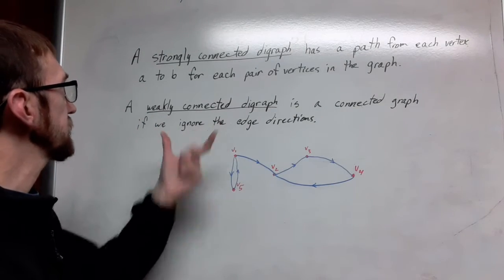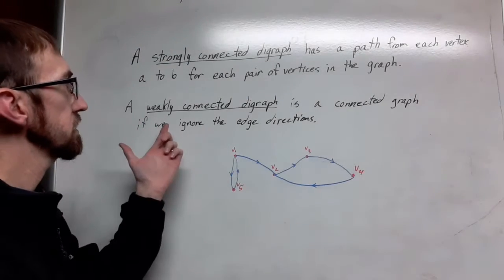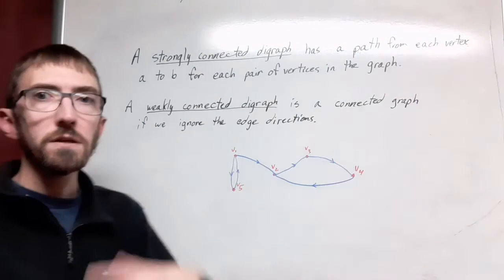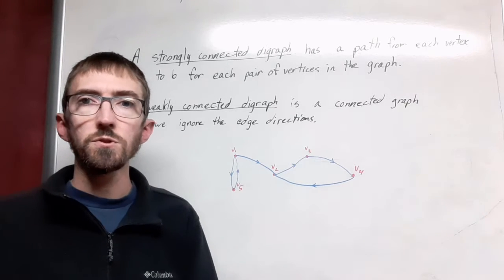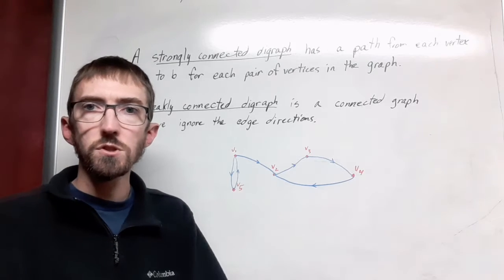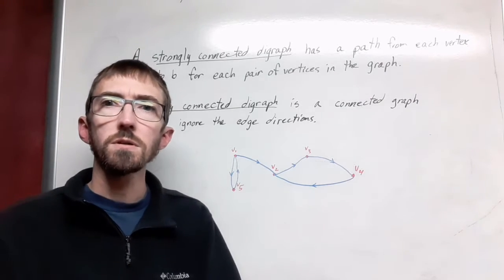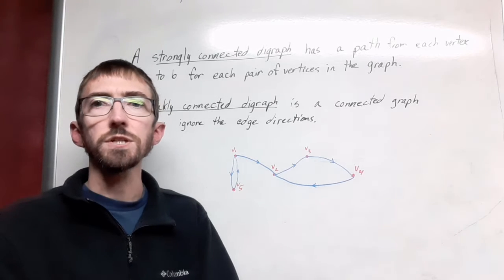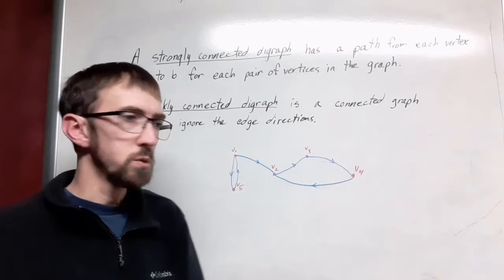Looking at the second definition, a weakly connected digraph is a connected graph if you ignore the directions. So if you simply ignore the directions, then you have a connected graph. So there's no vertex off to the side that's a part of the body of the graph, but not actually connected by an edge to the main part of the graph.